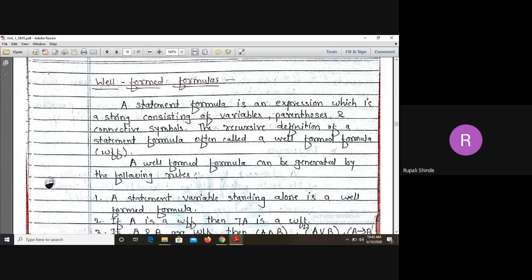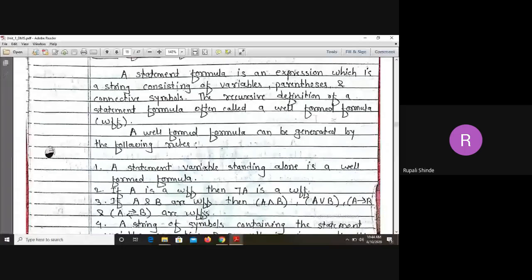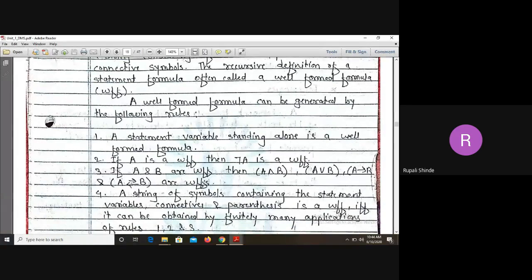Okay. So some rules are defined for well-formed formula. First rule, a statement variable standing alone is called a well-formed formula. Means what? If you consider a statement variable A, that is only one variable, so that is called a well-formed formula. Second one, if A is a well-formed formula, then its negation is also a well-formed formula. Third one, if A and B are well-formed formulas, then A and B, A or B, A conditional B, A biconditional B are also well-formed formulas. And last one, a string which consists of statement variables, connectives, parentheses is a well-formed formula if it can be obtained by finitely many applications of rules 1, 2, 3.